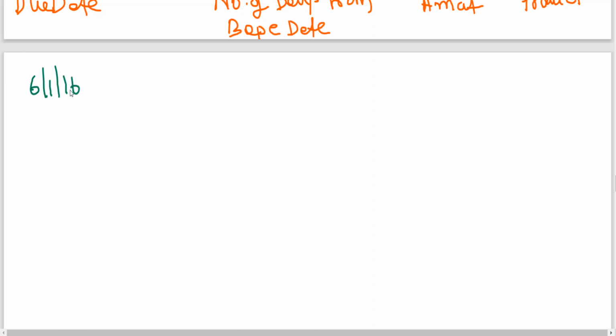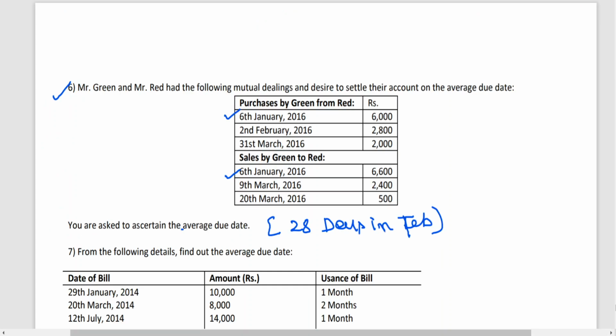January 16, 9th March 16, and 20th March. Base date we are taking as 6th January 16. It is a coincidence that in both the cases we are having 6th January as the base date. It may be the case or it may not be the case.